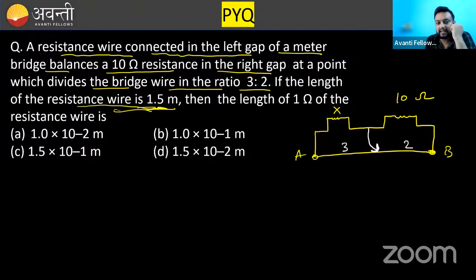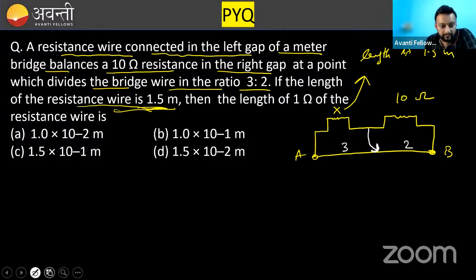This 1.5 meter is the length of what? Veena from YouTube, can you answer? Which length is this? This is the length of the wire. This wire length is 1.5 meter. This length is of this unknown resistance. They have put a wire in this left gap, which has a length of 1.5 meter.